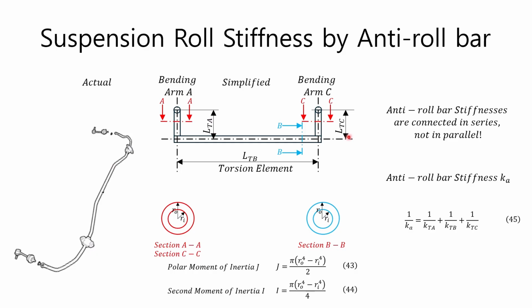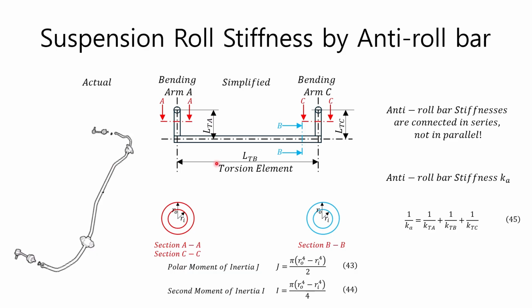When the roll of the sprung mass occurs, the bending arms deform in opposite directions, generating a torsional torque in the torsion element. When generating a torsional torque, the load is transmitted through the bending arms, so bending stress occurs in the two bending arms. Since these three elements are not parallel but connected in series, the overall stiffness value Kb must be calculated using the spring stiffness calculation formula connected in series, as shown in equation 45.